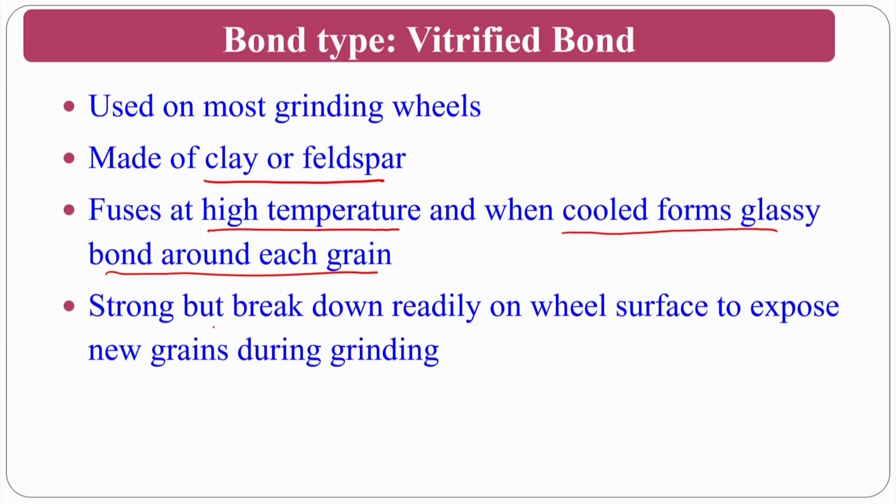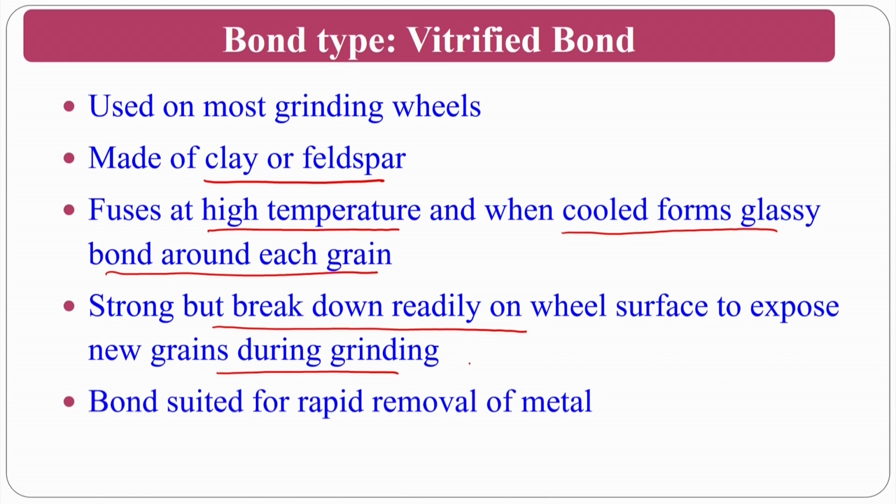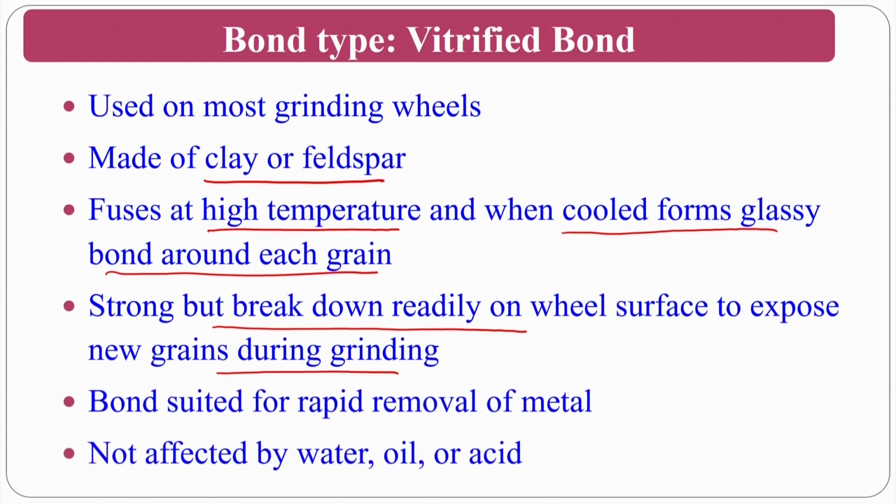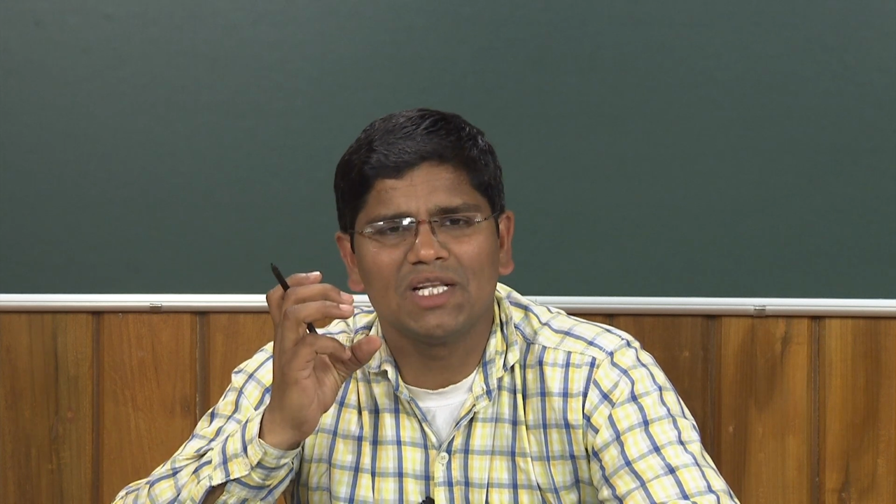Strong bond but breaks down readily because the surface is exposed to new grains. That is called the self sharpening effect. This bond suits rapid removal of metal and is not affected by water, oil or acid. These types of bonds are not much affected because it is heated at high temperature and firmly bonds the clay plus additives plus abrasive particles.